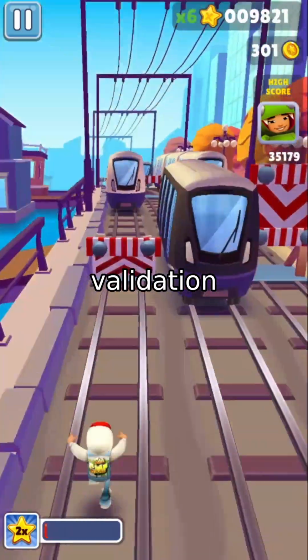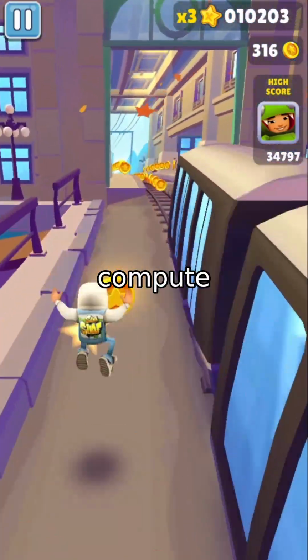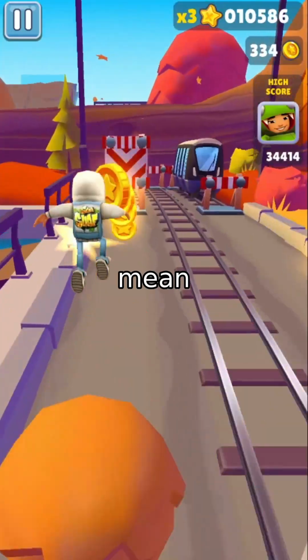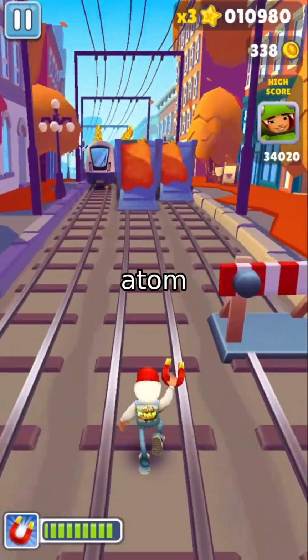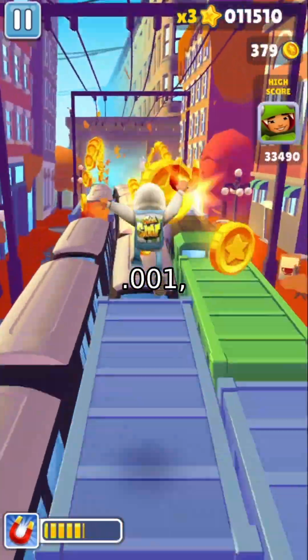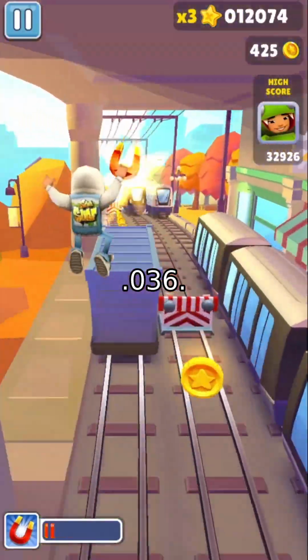The experimental validation confirms the theory. On Gaussian VAR(1) systems, where you can compute exact ground truth analytically, DIPHINE recovers the 9 MIs with mean absolute error around 0.01 to 0.02. The atom-level MAE scales exactly as predicted. Red to red stays near 0.001, while synergy to synergy sits between 0.018 and 0.036.